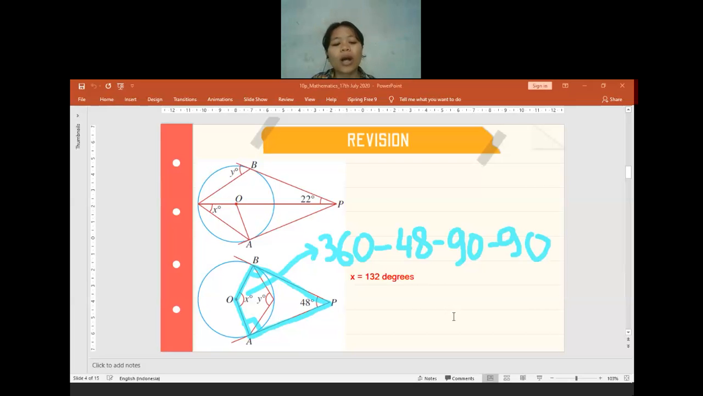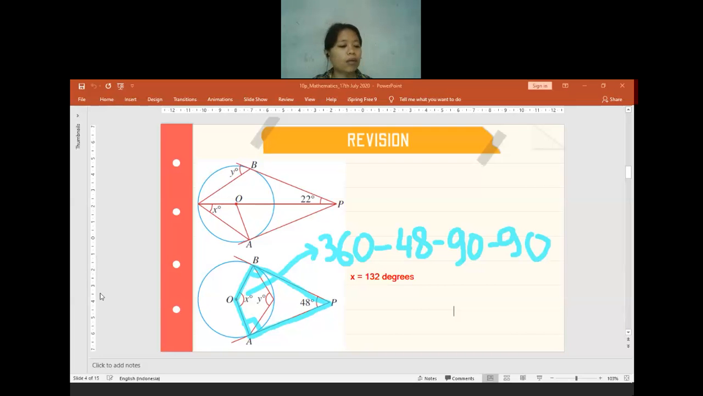Now anyone want to help me to find how many degrees is angle y? 96. Are you sure the y is 96? Sure? Okay, is angle y an angle at center or an angle at circumference? Circumference. Okay, the angle y is facing what arc?